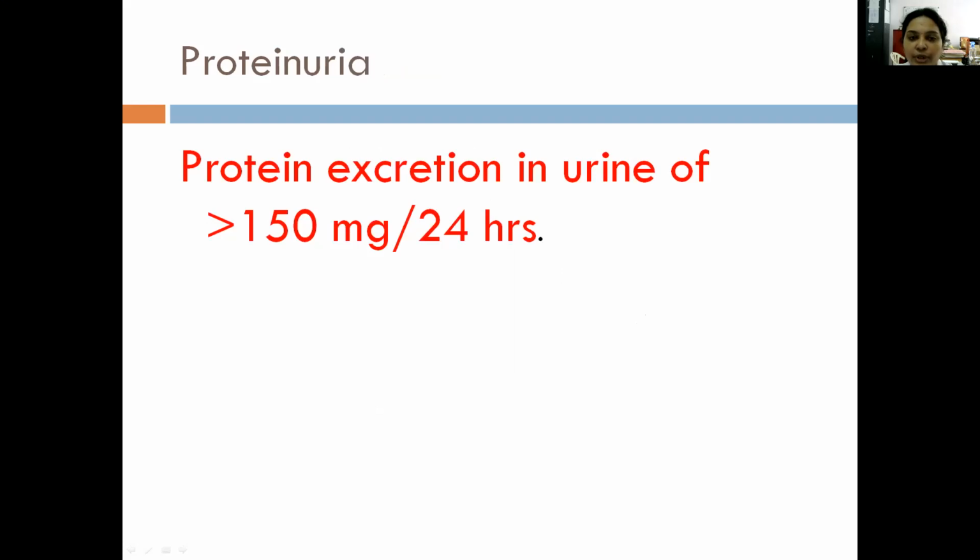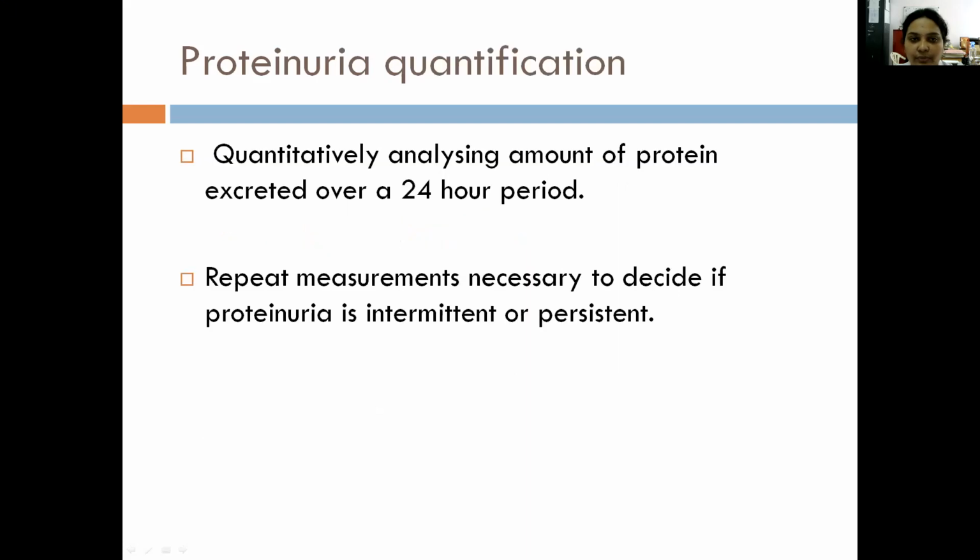So what is called proteinuria? Up to 150 mg can be excreted normally in urine. If it exceeds 150 mg per 24 hours, then you have to label it as proteinuria.